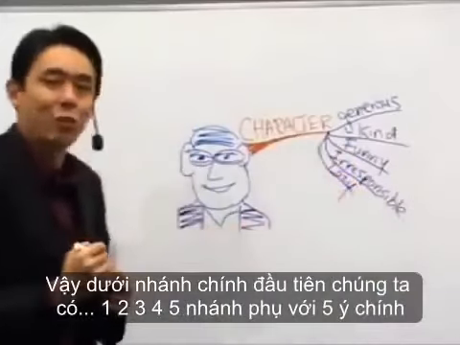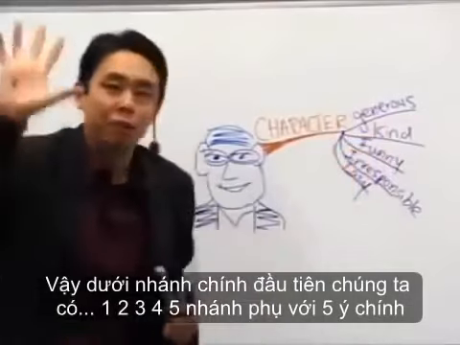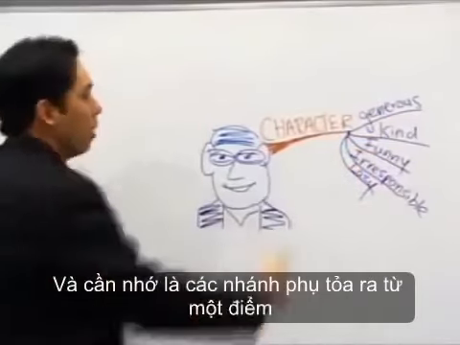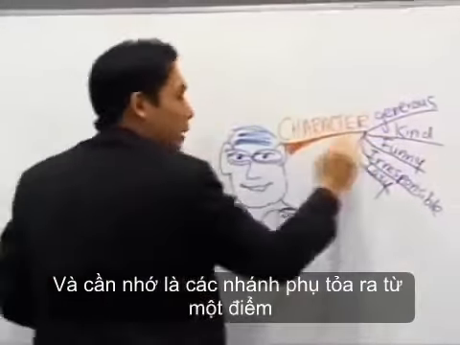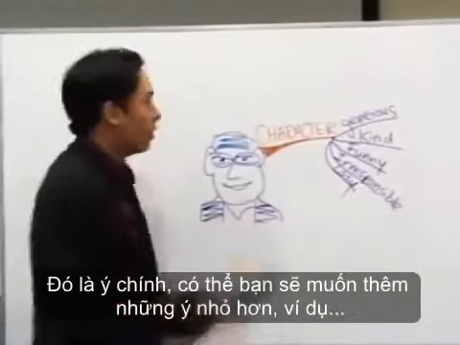Alright? So, for example, under this subheading, how many points do we have? We have 1, 2, 3, 4, 5 main points. So once again, remember, all the branches branch from the same point, and they're all of the same color because they come from the same point. Now, again, these are main points.